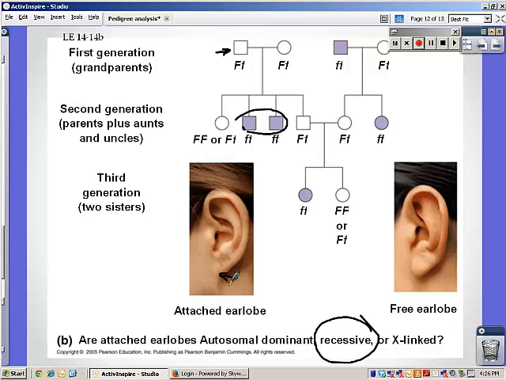It skipped the generation. So I could have inferred that the first generation must have been carriers. And they eventually came together and two of their sons got earlobes that were attached. Now, if you didn't get it from that, you didn't get it from the shading, look at the letters. Sometimes you'll see letters. Notice how everybody who is affected has lowercase double f's. So they both have two copies of the lowercase f, meaning it's recessive.